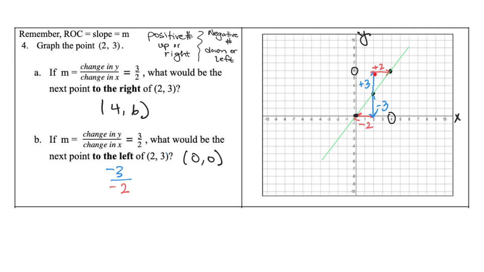You can continue with this pattern of up 3 to the right 2 or down 3 to the left 2 and continue to hit on our graph. So down 3, left 2 would be here, down 3, left 2 would be here. They're all going to keep following on that line that I sketched in.